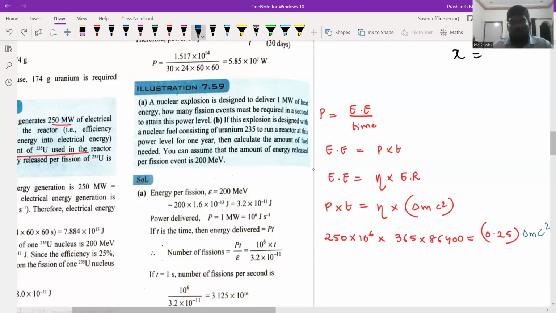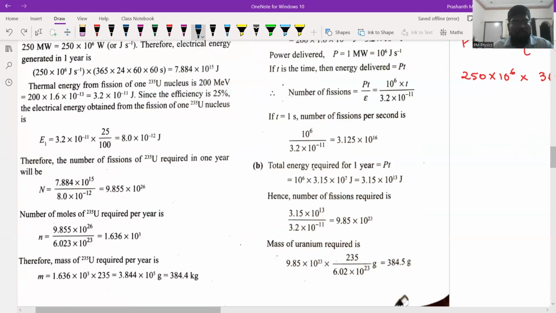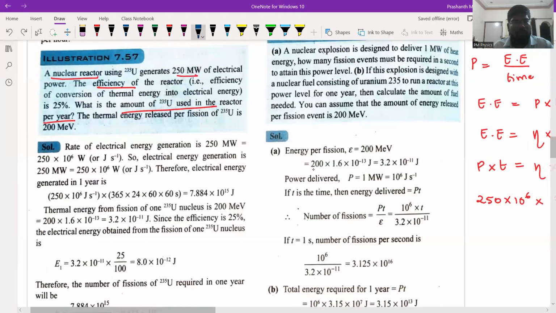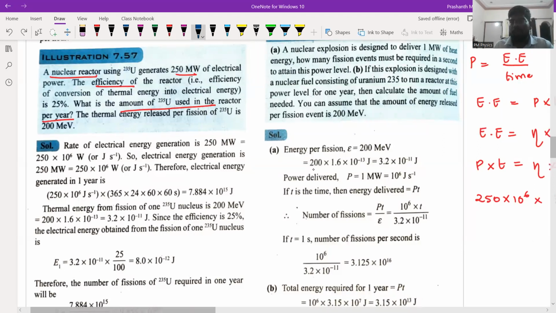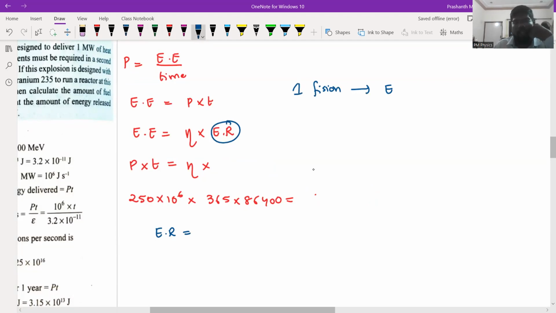Once we get delta M, so what is the thing they are saying? Once you get number of moles, one thing which is missing, anything missing? But they are saying here, instead of delta M, they are saying per fission. That means what? Energy released. How do you find energy released? For one fission, if you know the energy, then for the required electrical energy release we'll be getting here. Instead of writing delta M C square, just leave it. Energy release is total number of fissions required into energy release per fission.